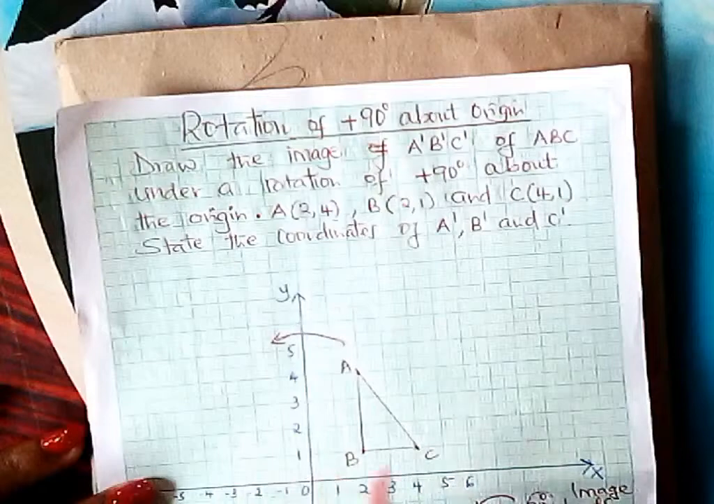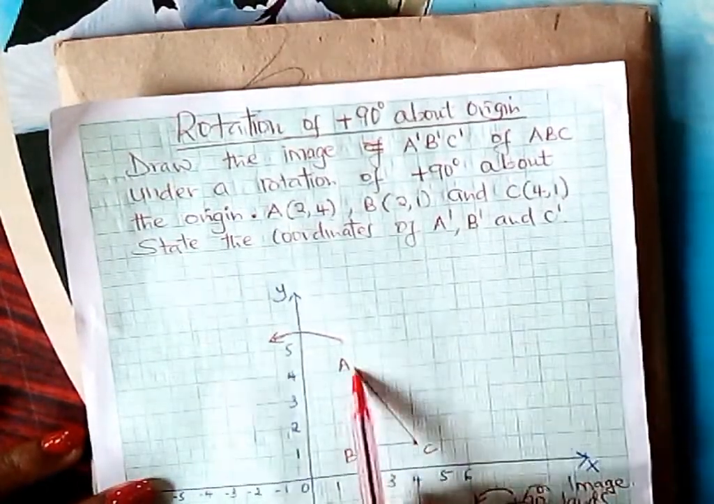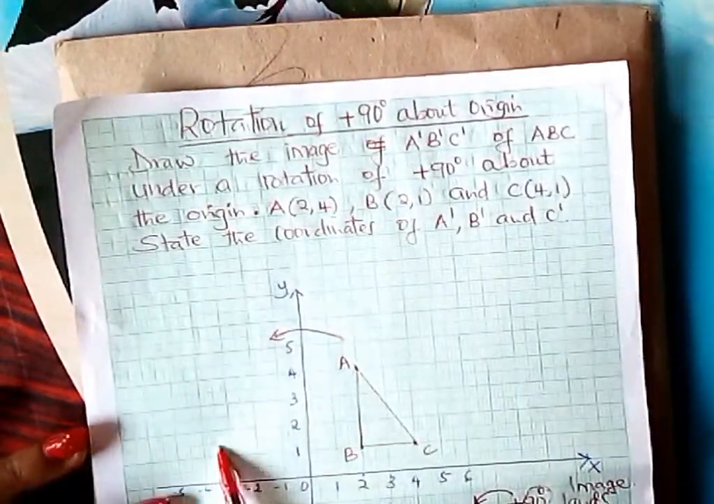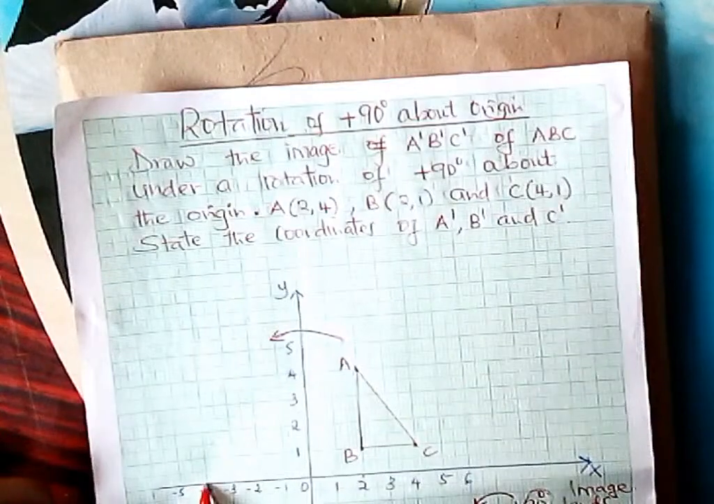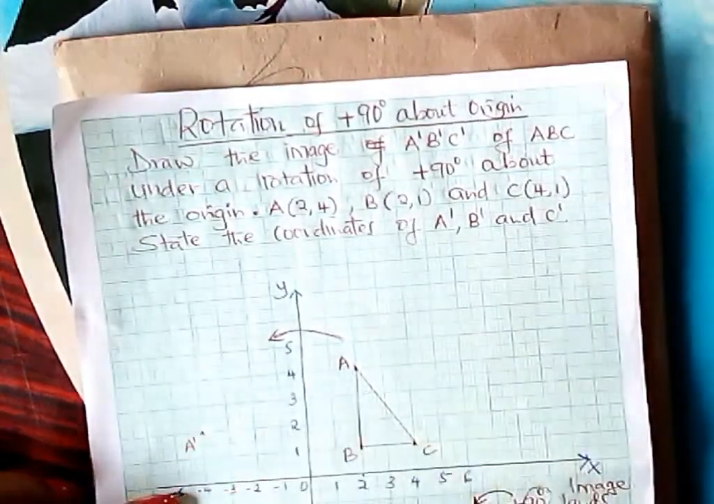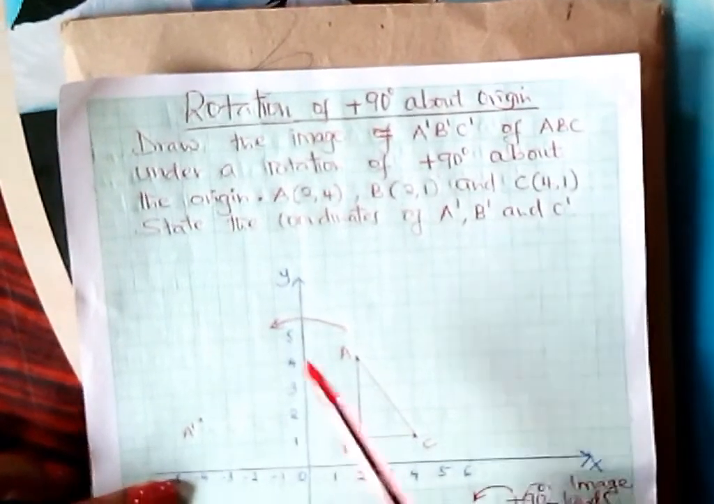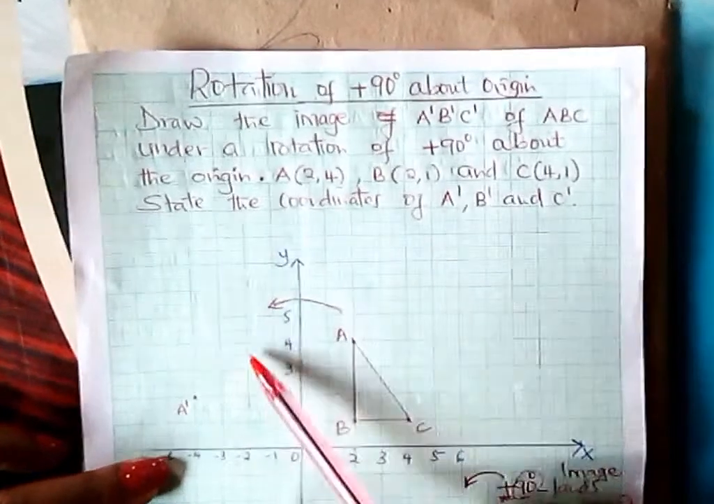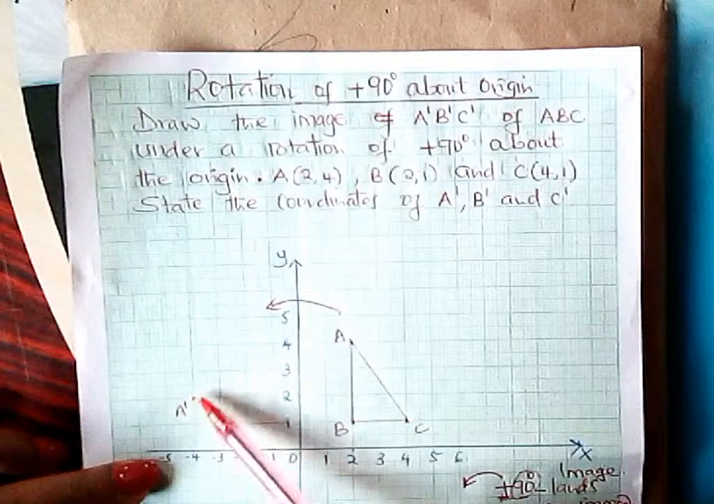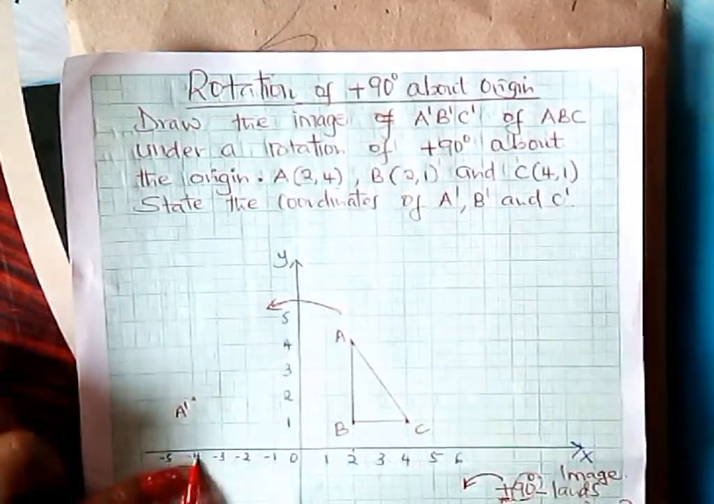Then the coordinates will interchange. If you look, A is at 2, 4. So here you exchange the coordinates and therefore you'll talk of negative 4, 2. That is where your A prime will be. And this only happens when you are dealing with the origin. So A at 2, 4 lands in this next quadrant, and you just interchange the coordinates, and this now becomes negative 4, 2.